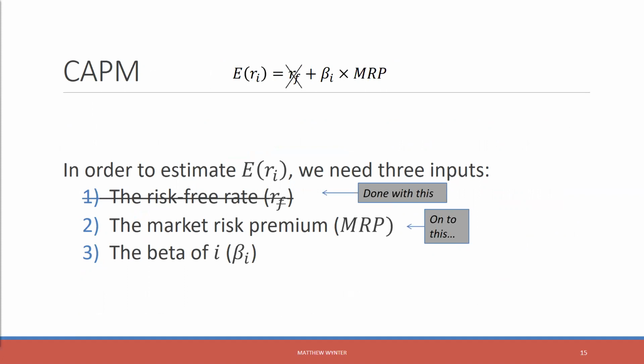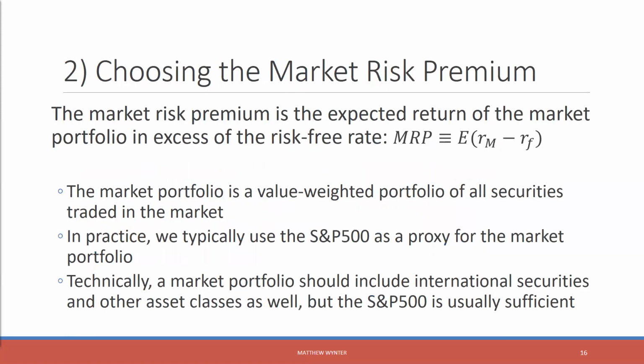Our next step is going to be in calculating and choosing the market risk premium. Our market risk premium is an expectation, meaning that on average, it's how we expect the market to perform above the risk-free security. Now, there are many ways to think about the market portfolio. It should be the value-weighted portfolio of all securities that trade in the market, including international securities, real estate, anything. In our class, and for most applications of corporate finance, it's typically okay to use a proxy. And the proxy that we'll use in our class is the S&P 500.